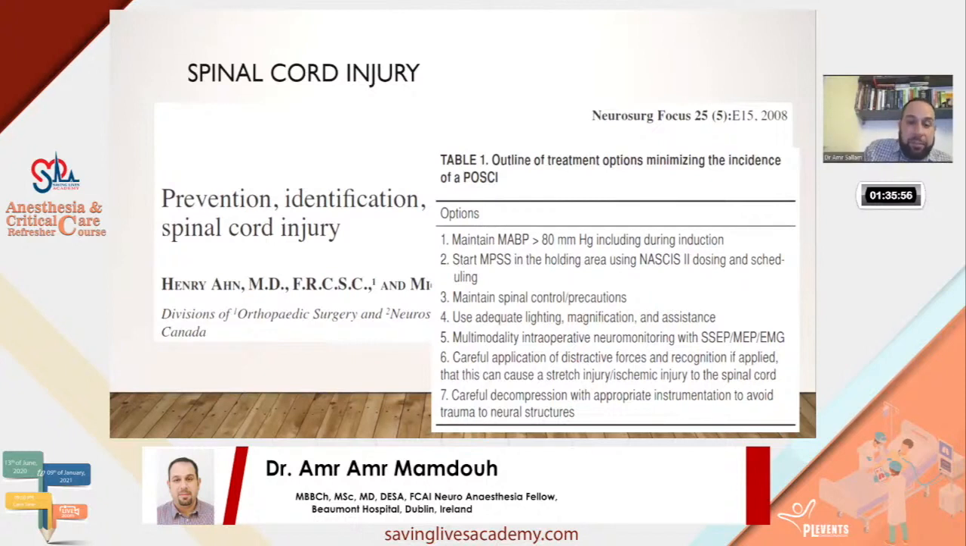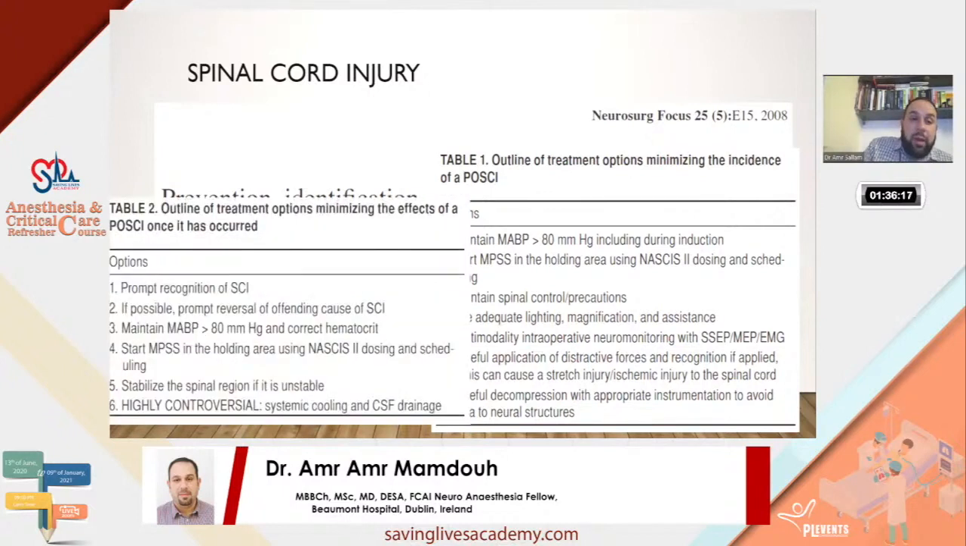Using steroids is not concluded and not proven, but they still recommend doing that as a precaution. They also added the need and requirement of monitoring, either with somatosensory evoked potentials or motor evoked potentials. And they outlined the treatment if that happens. Again, recognition is the first thing, and maintaining the MAP. I cannot emphasize more the requirement of keeping the blood pressure above 80 in these cases.